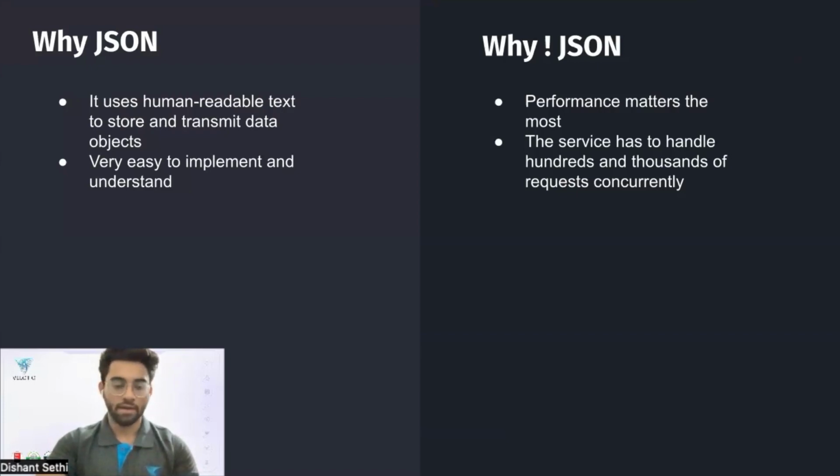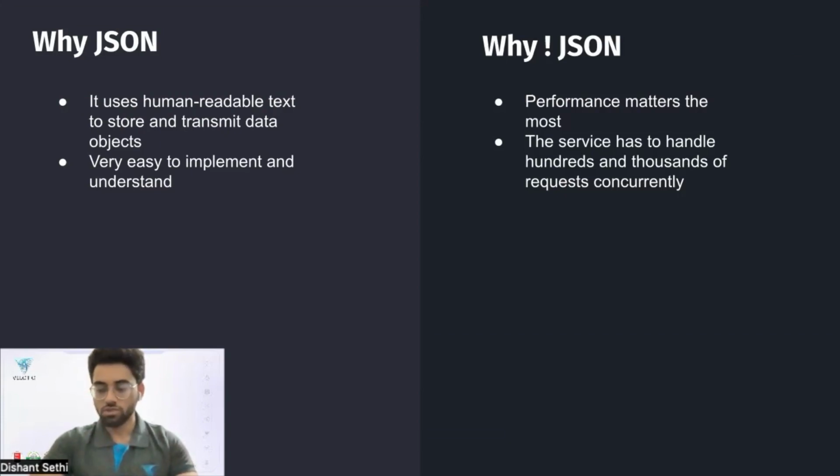Consider a microservice architecture, where dozens of services will have to interact with each other. In this case, performance matters the most, and all the services have to handle hundreds and thousands of requests concurrently. So JSON is not the best solution in this case. Though we can use JSON in this type of architecture as well, it is not the best solution we have.